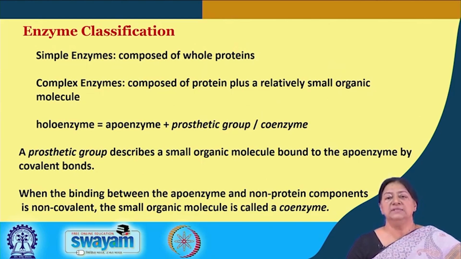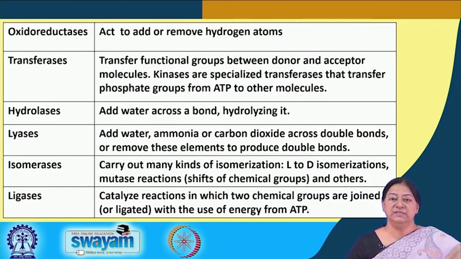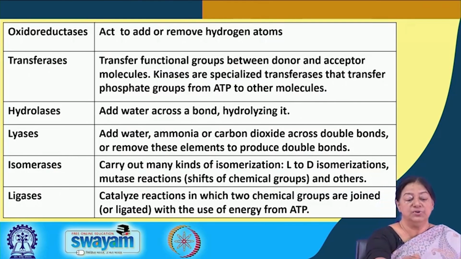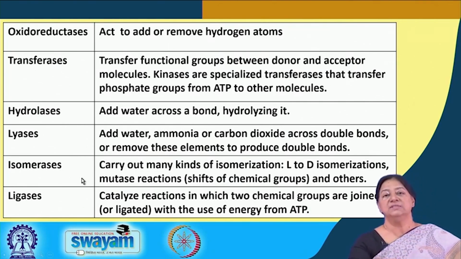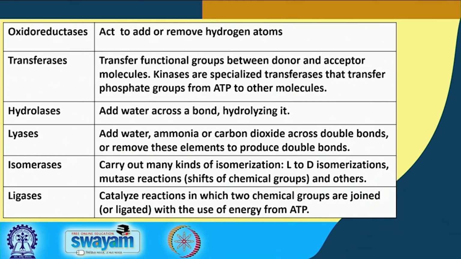Now, what happens in enzyme reactions is it may so happen that the enzyme requires this prosthetic group or the coenzyme or even a metal for the reaction to be complete, for the reaction to go forward. The different classes of enzymes are oxidoreductases, transferases, hydrolases, lyases, isomerases, and ligases. So, these are the 6 different types of enzymes that catalyze specific reactions.